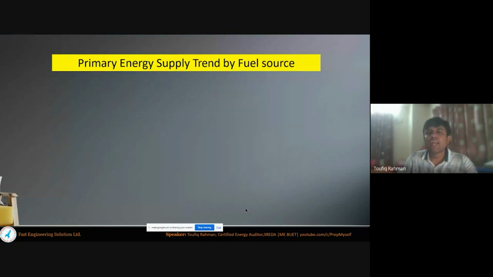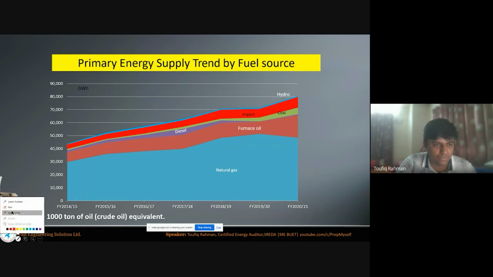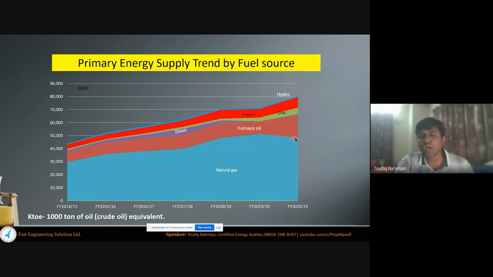Also, if we see the trend, we are using more energy in the future. You see natural gas, let me use the highlighter, or we can say laser. You see natural gas here in 2021 is going down because natural gas harnessing is a little bit lower and furnace oil takes its place, and hydro is a little bit similar in Bangladesh, and importing is going up more and more, also coal. So this is the situation of Bangladesh right now.